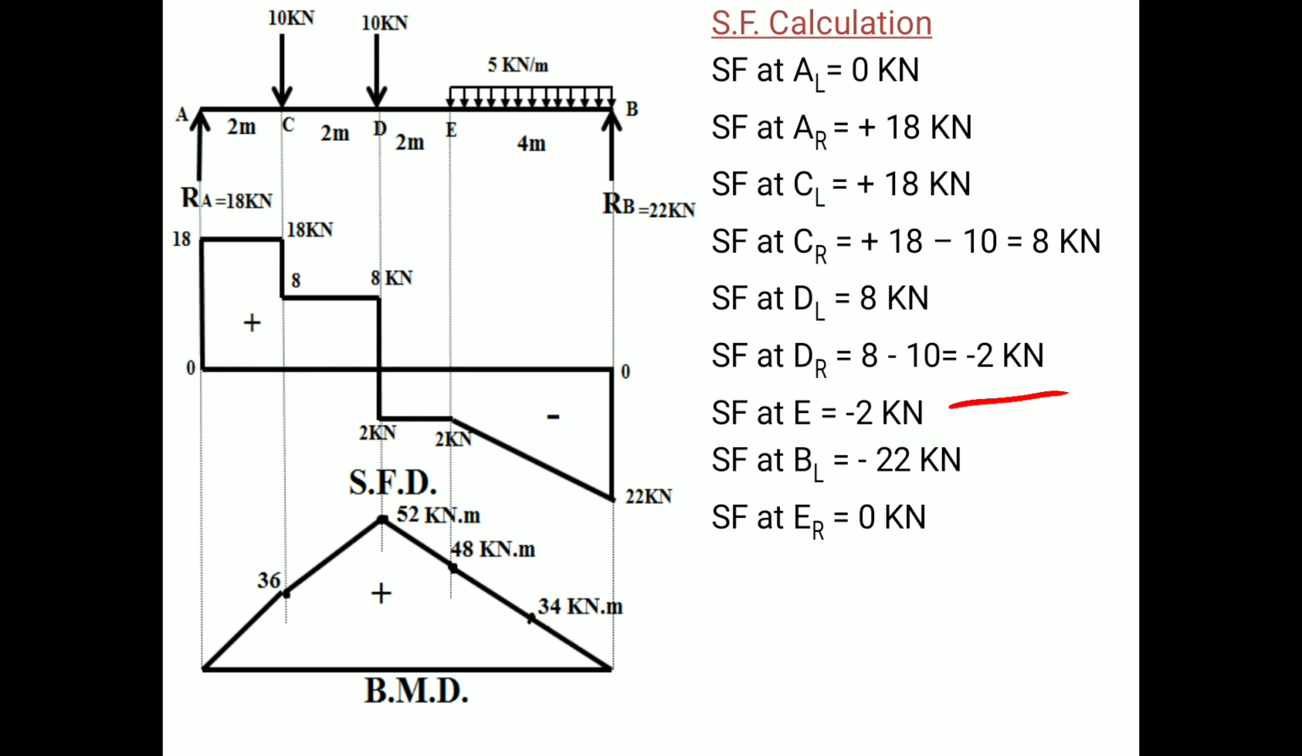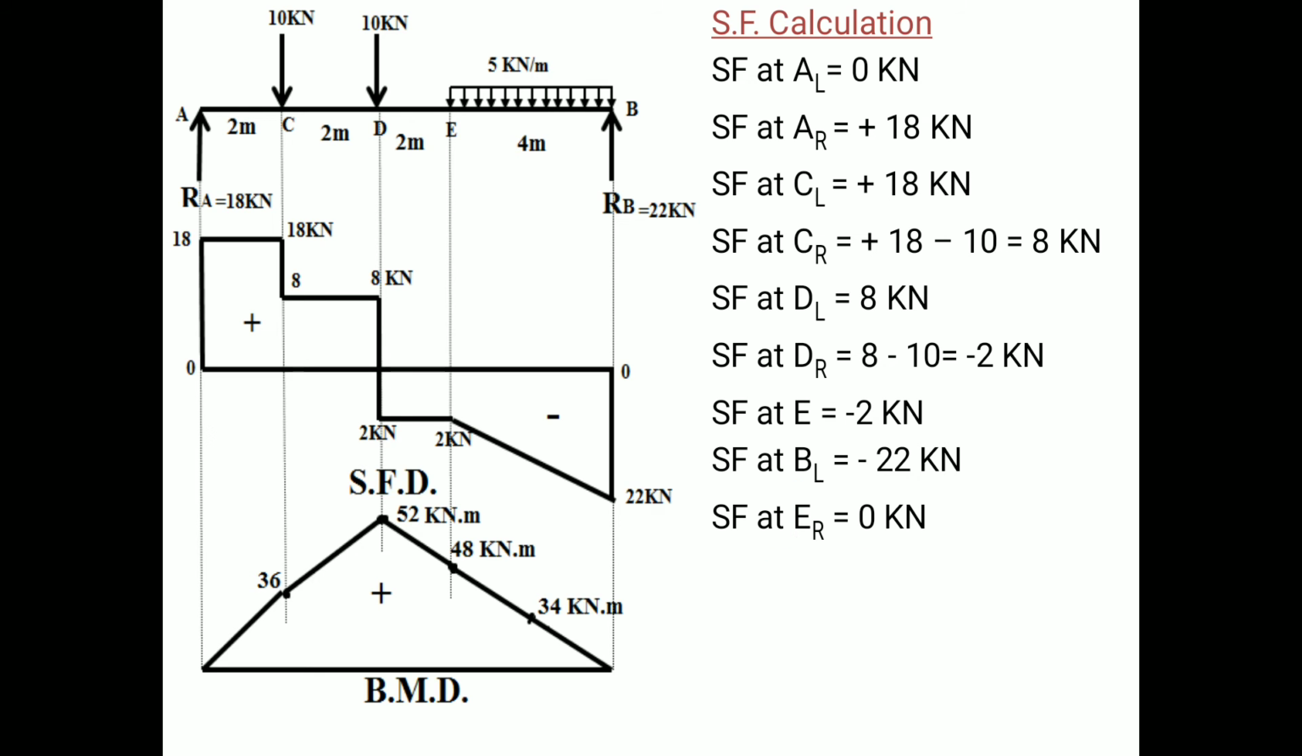Now shear force at left of B will be minus 2 and this point load minus 20. So shear force at left of B is minus 2 minus 20, so it will give you minus 22 kilonewton. And all of you know that shear force at the end, that is right of B, will be 0. Sorry, here it is B, not E. Shear force at right of B will be 0.